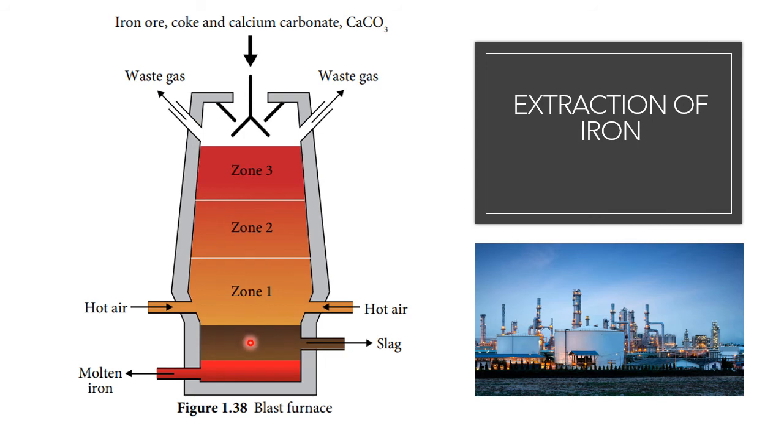Kadang-kadang soalan tanya, why does the slag produce at the top of the molten iron? So jawapannya adalah because slag is less dense than the molten iron. Itu sahaja, okay? But again, you must know what reaction occur at each stage here.